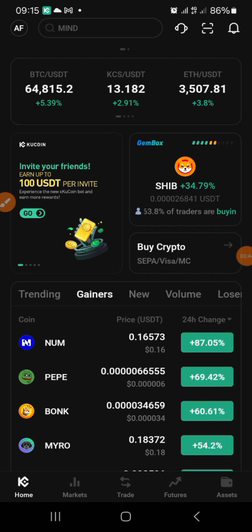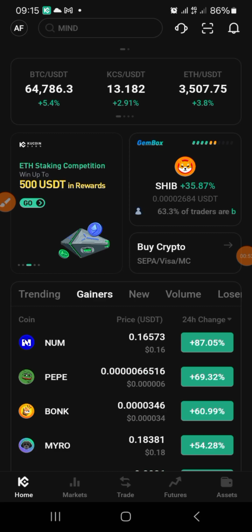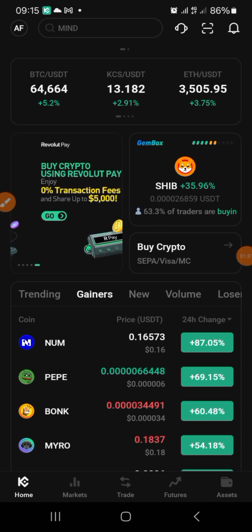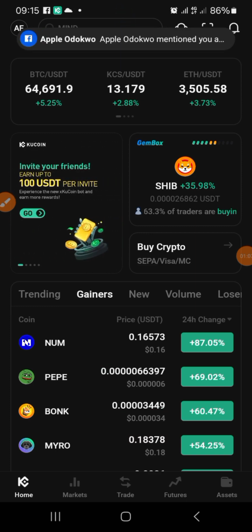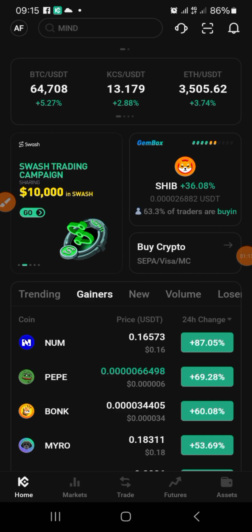Okay, straight down into the crypto exchange, KuCoin. It's one of the crypto exchanges. We have the likes of Binance, Bybit, Mex, and also Gate.io. So these are all platforms that allow users to exchange their assets for other crypto assets.